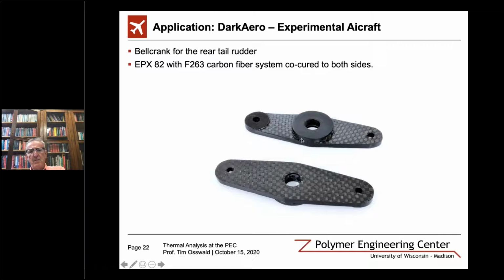This is a bell crank, where you can see the part here is 3D printed. The general structure is 3D printed with DLS, and then you can see the pre-preg on it. And so you have a really strong part, but most of the shape then is from the DLS process.